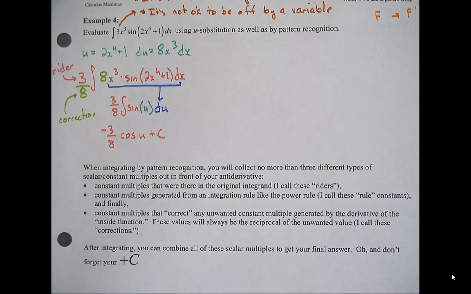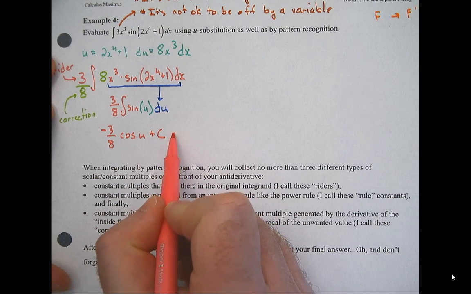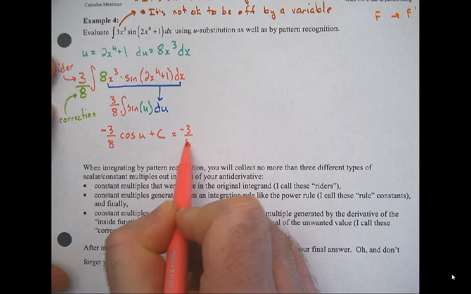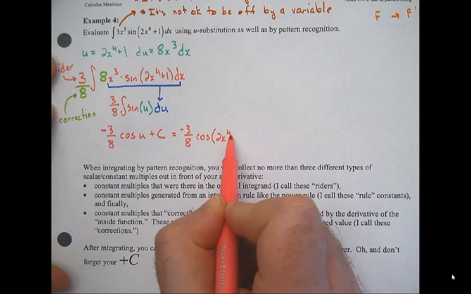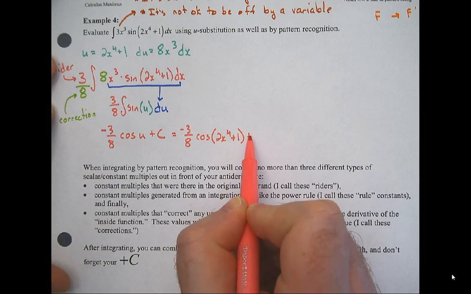The problem is we don't want this thing to be based on u. We want it to be based on x. The problem was the integral of dx. So I need to do one last rewrite here to clean it all up. 3/8 cosine of 2x to the 4th plus 1 plus c.